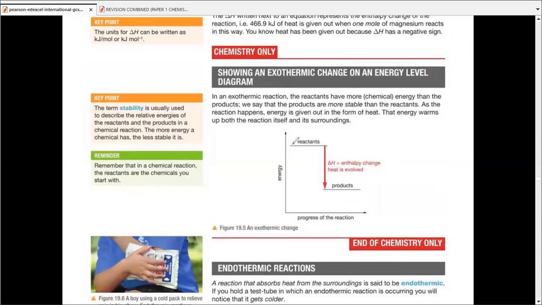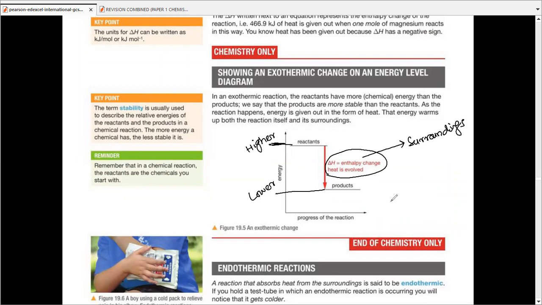The reactants have a higher energy, right? And the products have a lower energy, right? Why is that? Because some of the heat energy is given out to the surroundings. And since there is a decrease in energy, we show it by a downward arrow.